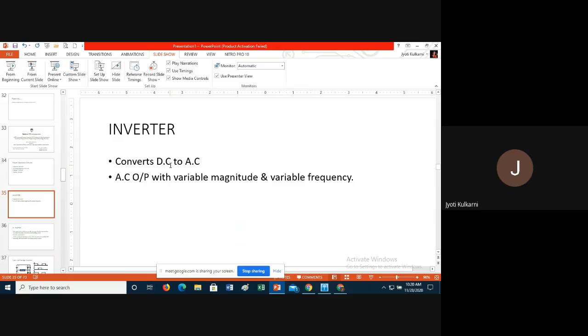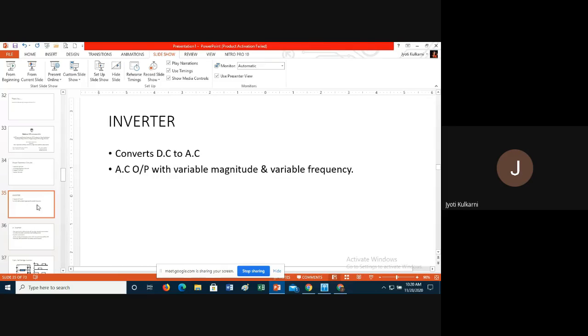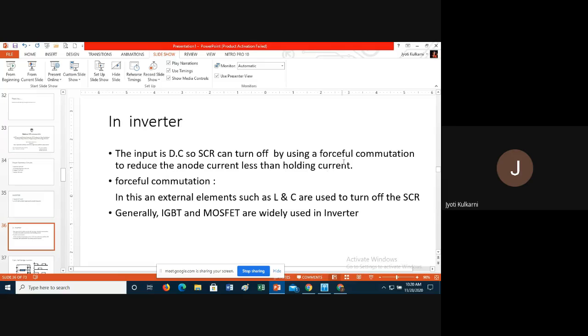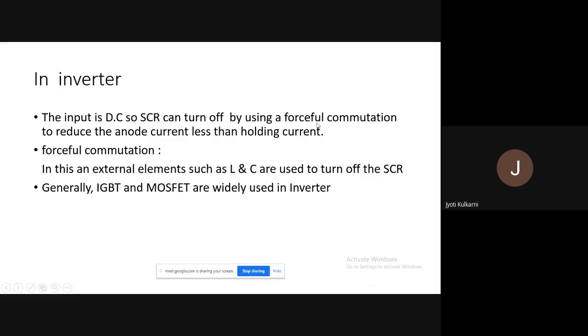So if we do not have natural commutation, it means I have to forcefully commutate the SCR. Because of that word forcefully, that commutation is called forceful commutation. Okay. So when are we supposed to use forceful commutation? Whenever the input is DC. Whenever the input to any application is DC and that application has SCR in its construction, which commutation method are we supposed to use? We are supposed to use only forceful commutation.